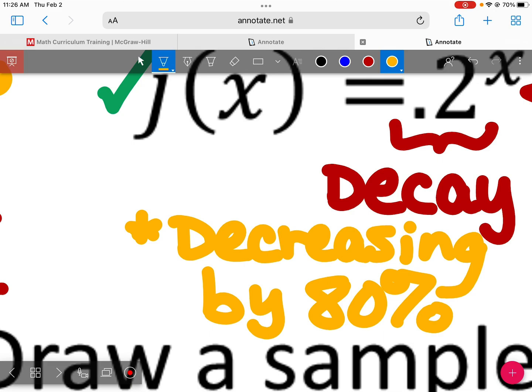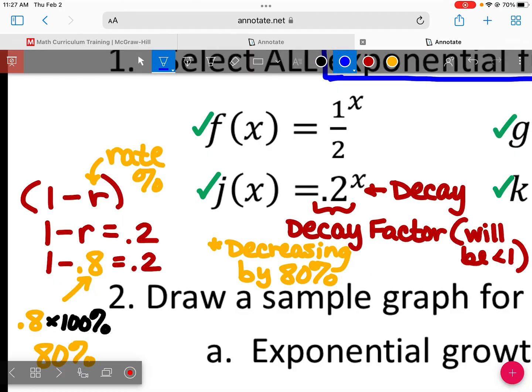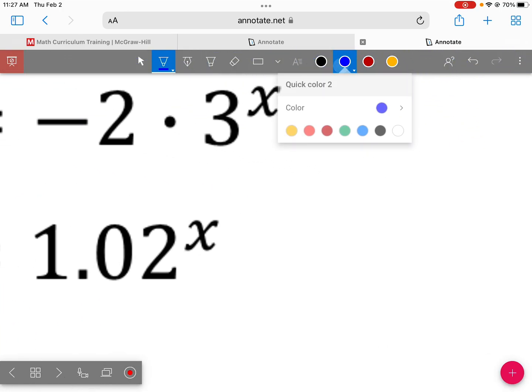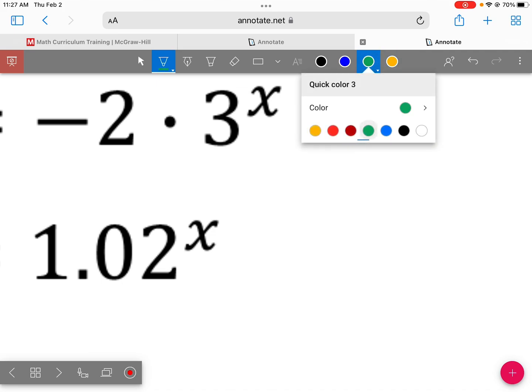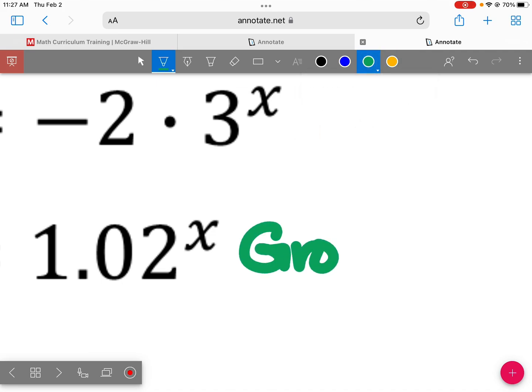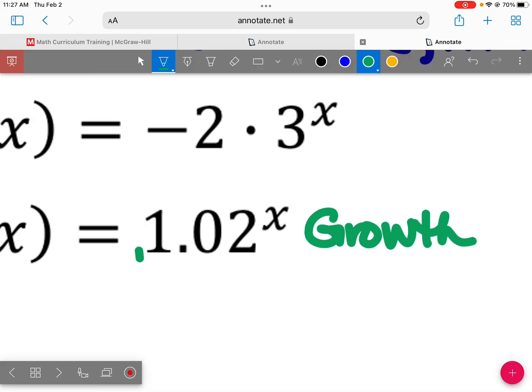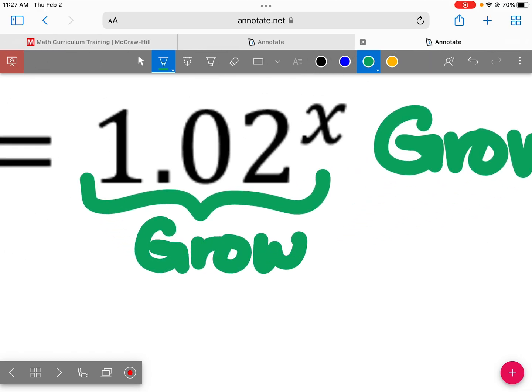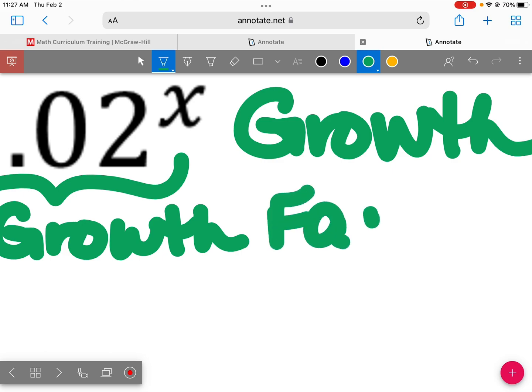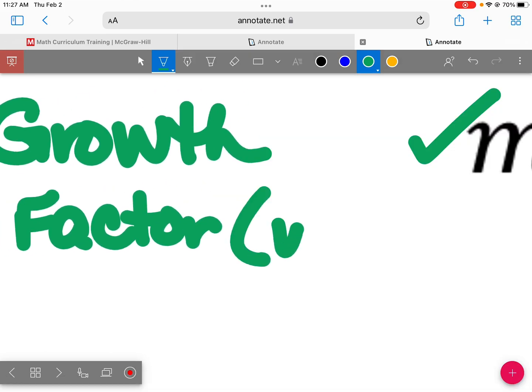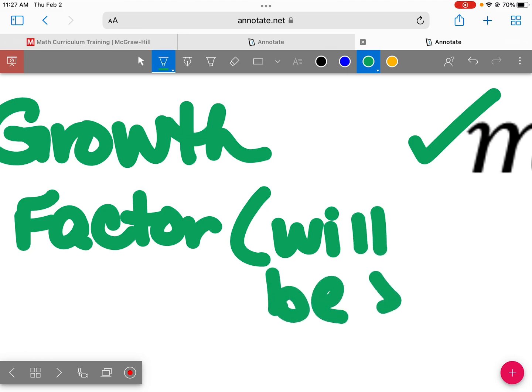Let's try another one where we find the percent, okay? Look at K of x. Is that one showing me growth or decay? This one is growth. How do we know it's growth again? Because it's bigger than 1. So this one is growth. What do we call this? The growth factor. This will be bigger than 1, greater than 1. So a decay factor will be smaller than 1, a growth factor will be bigger than 1.